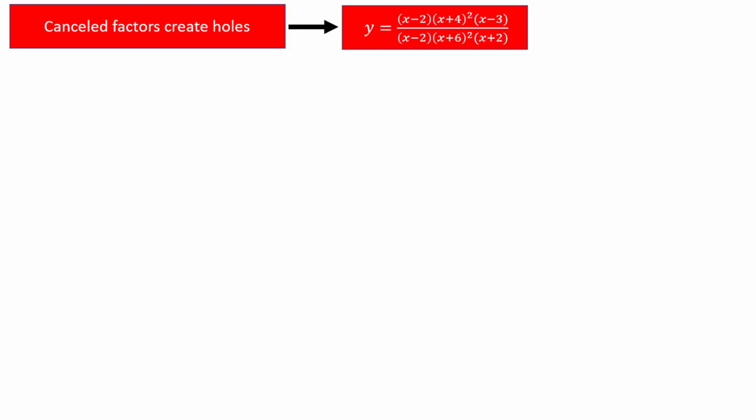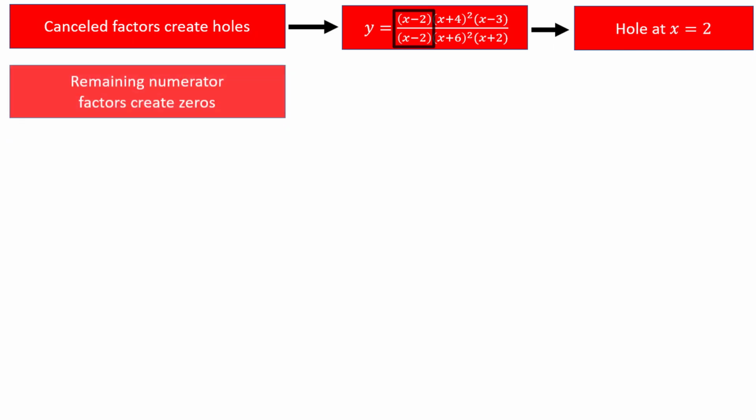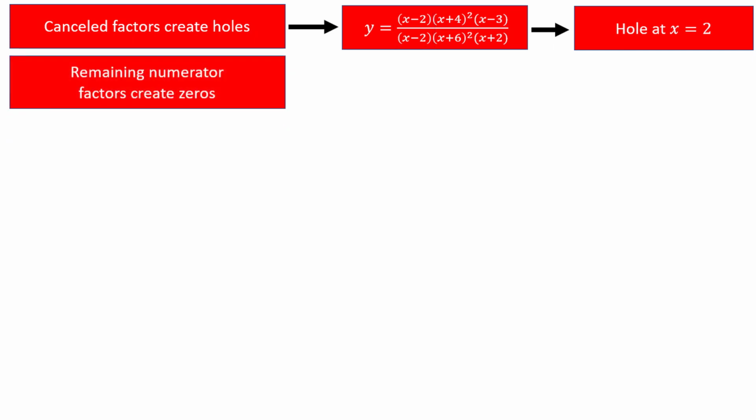Let's summarize everything we have talked about so far. Factors that can be cancelled create holes in the graph. In this example, the x minus 2 factor would cancel, resulting in a hole at x is equal to 2. Any remaining factors in the numerator create zeros, which will cross the x-axis if the multiplicity is odd, and bounce off the x-axis if the multiplicity is even.